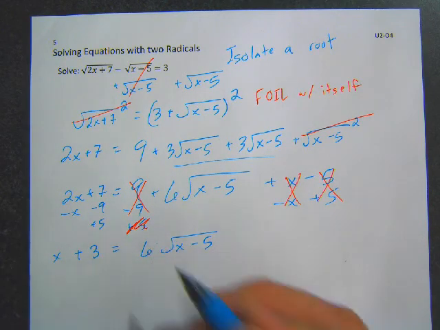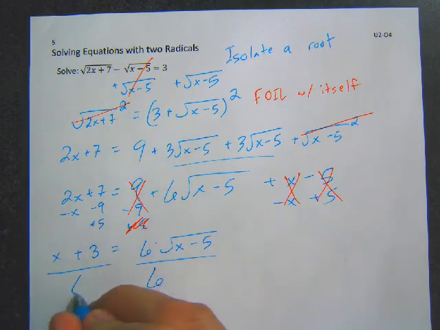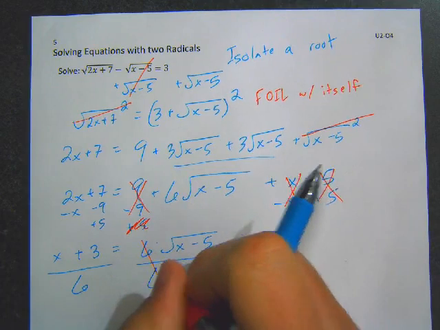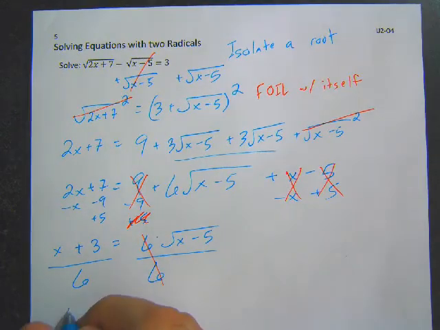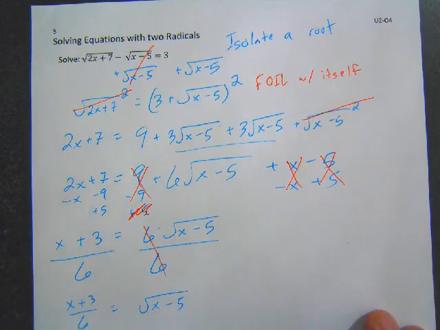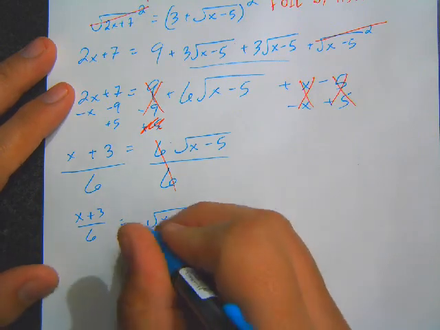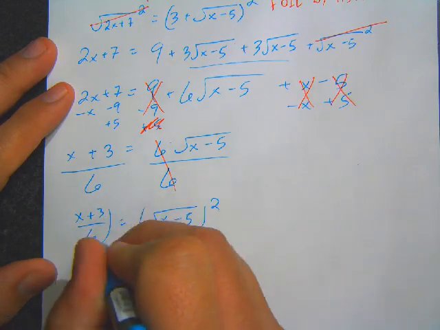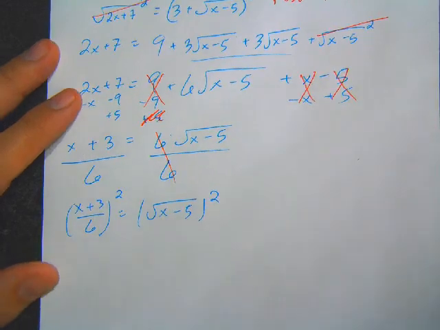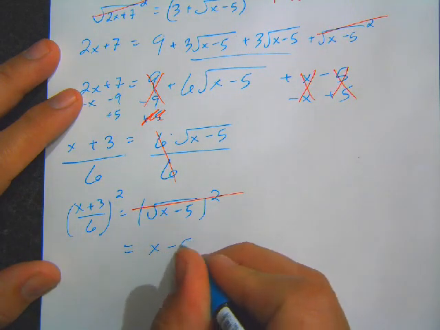Since this is multiplied, to get rid of it, I'm going to divide both sides by 6. So to get rid of that multiplication, I am going to divide. So now this side is x plus 3 over 6 equals root x minus 5. Up here now, I have the root by itself, so I'm ready to square both sides again. So I'm going to take that and square it, take that and square it. Square root, the square cancel, right? That's the whole point, is to get that x minus 5 by itself.